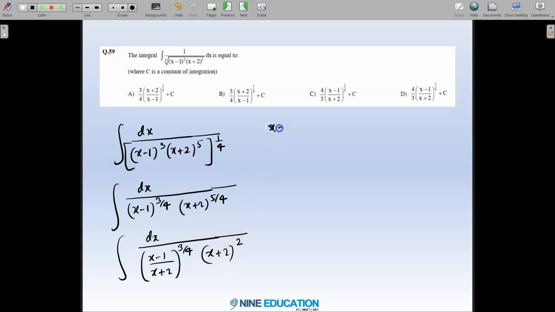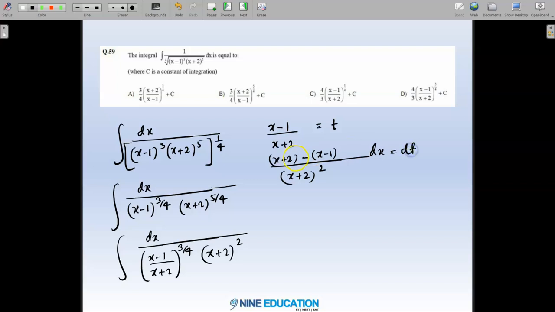Now you make a substitution, which is x minus 1 by x plus 2 equal to t. And let's differentiate. So differentiation of the left side will be: x plus 2 whole square in the denominator, numerator differentiation will be 1, denominator will be as it is, then minus, this time numerator will be as it is, denominator differentiation will be 1. And dx equal to dt.